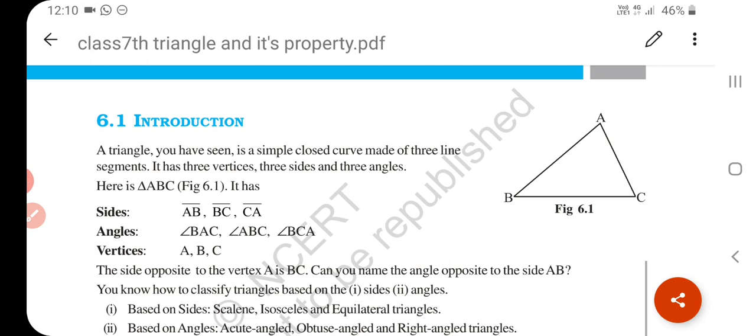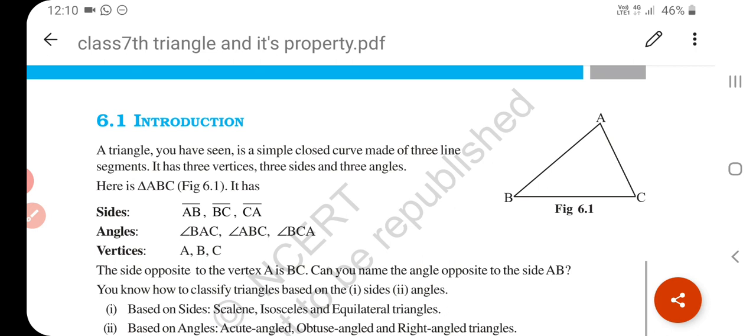My name is Swati Sharma and it's class 7th math and our chapter is chapter number 6, that is triangle and its properties. Okay, first of all students, we know what is a triangle. A triangle is a closed figure made up of three line segments. If it is a closed figure, then we can say that it's a triangle.